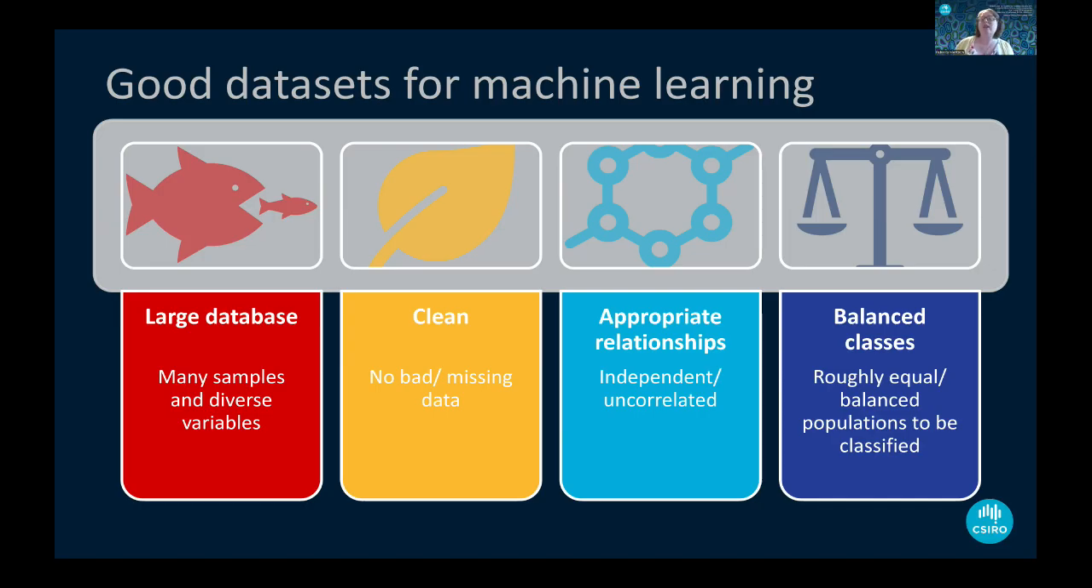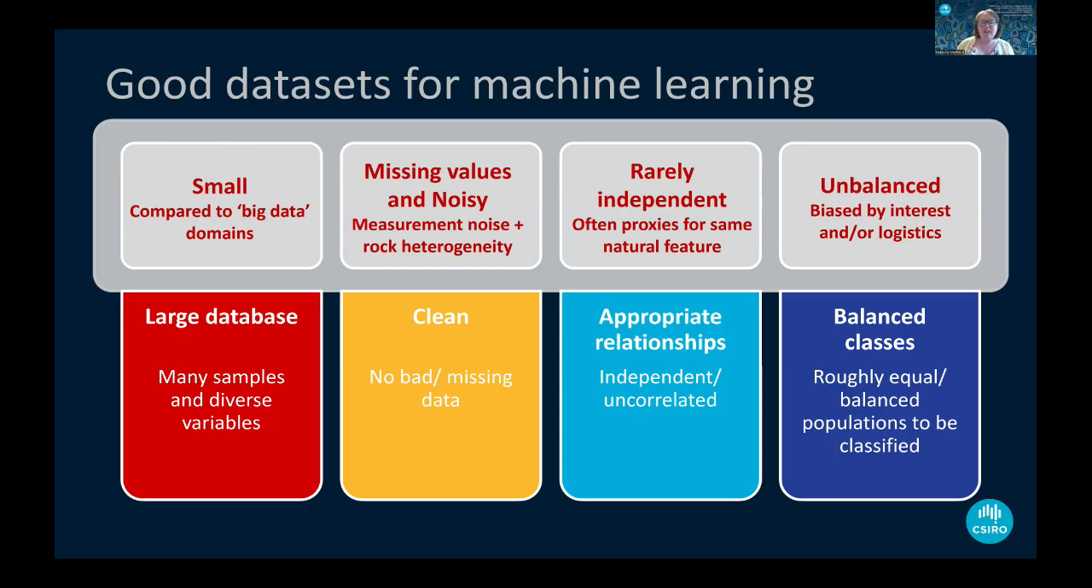And then finally, you need balanced classes. So you need things that are going to be roughly equal. You need to know all the populations that you're training to find. You really do have a good balanced data set of each of those. You don't just have 10 of one and 100 of another, because you'll be very good at finding the 100 and the 10 will be completely non-representative.